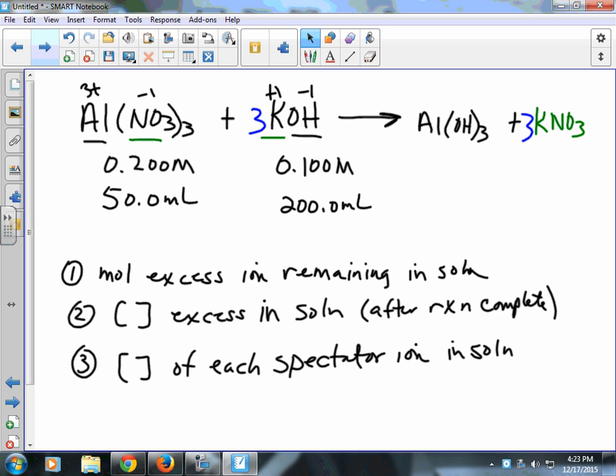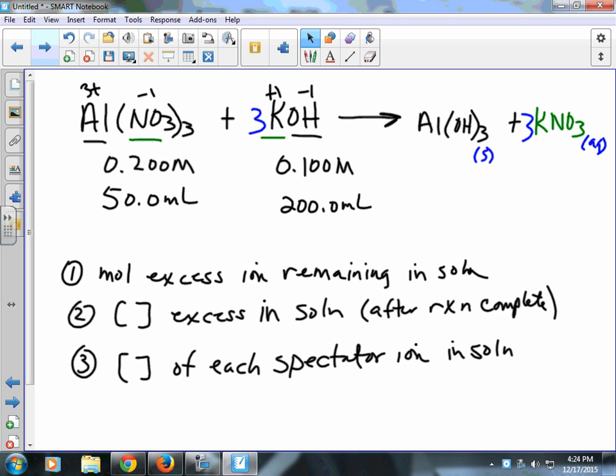Now, you need to decide which product is going to be the precipitate. So remember from your solubility rules, a lot of times it's easier to figure out which of the products is remaining in solution. That's usually easier than figuring out your precipitate. Remember from the solubility rules, all group 1 are soluble. All nitrates are soluble. We got that right here. So KNO3 stays in solution. So by default, aluminum hydroxide is the precipitate. Hopefully, you'll know to do that in the test.